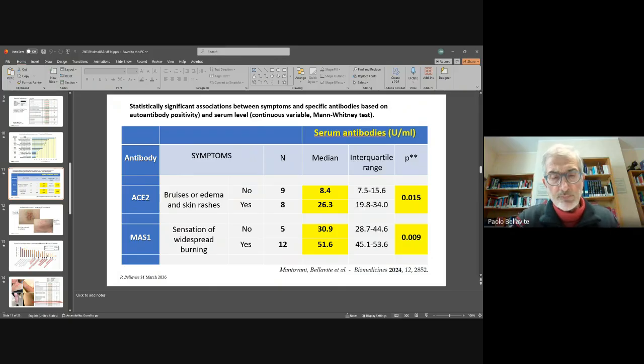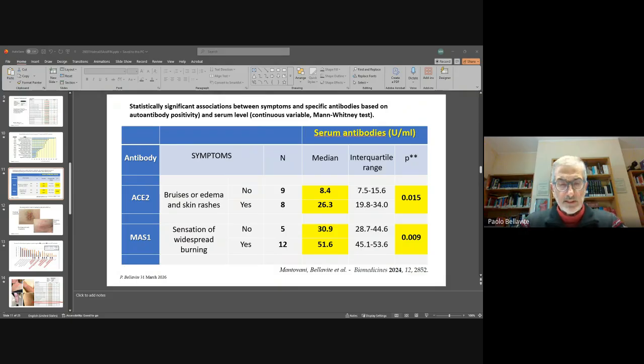We wondered if positivity to any of these antibodies correlated with symptoms. Of course, such a small series of cases is provisional, but the statistics have indicated a positive correlation between MAS1 and burning sensations, and ACE2 with bruising or skin rashes.